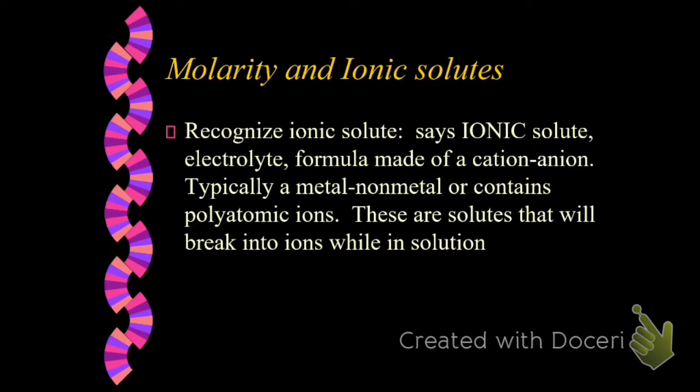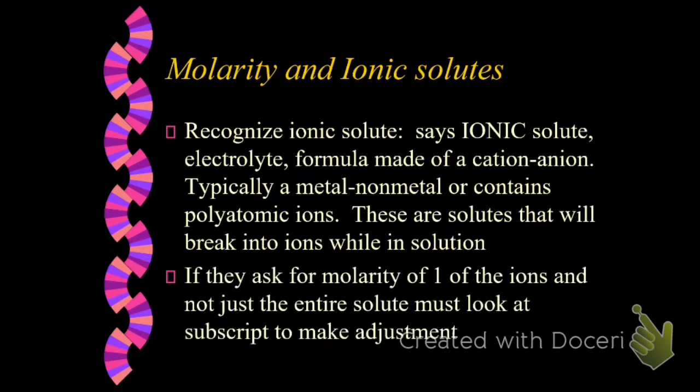Now we have to make a special adjustment sometimes when we are dealing with ionic solutes. A reminder, an ionic solute is either going to say ionic somewhere in the problem, or use the word electrolyte, or most commonly you're simply going to have to look at the formula and recognize that it's a cation and an anion. That is most often a metal-nonmetal formula, or it contains polyatomic ions, our other hint that it would be ionic. These are solutes that, when they're dissolved, are actually going to break into ions. So if we're asking for the molarity of one of the ions and not just the entire solute, we have to look at the subscript to make that adjustment.